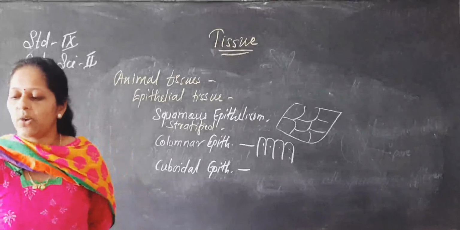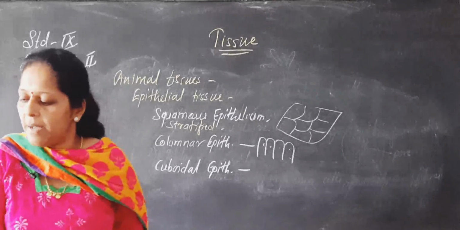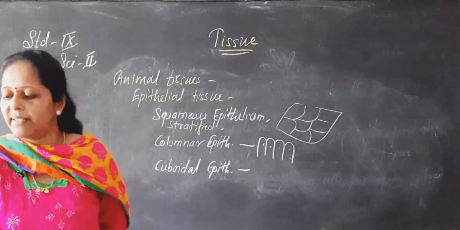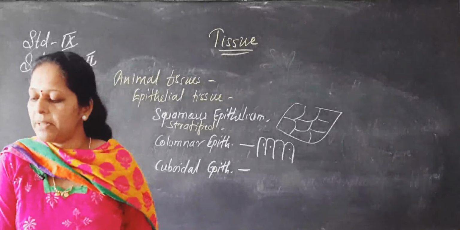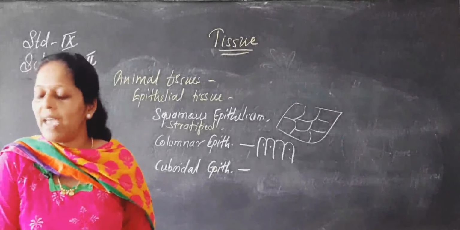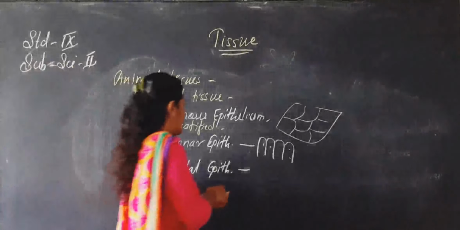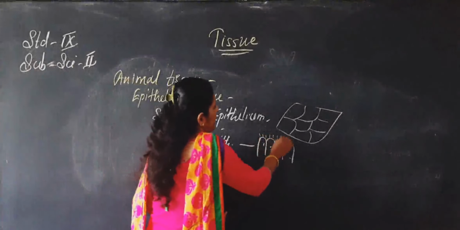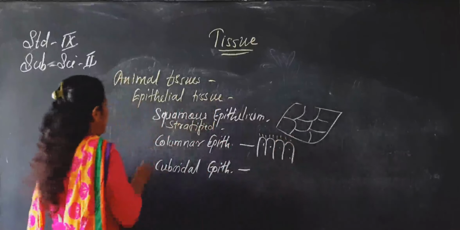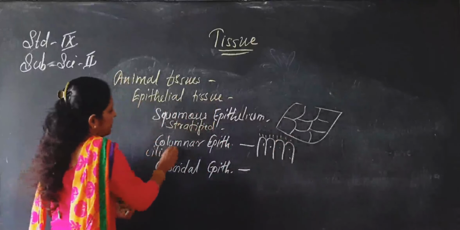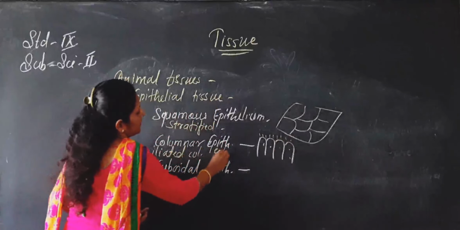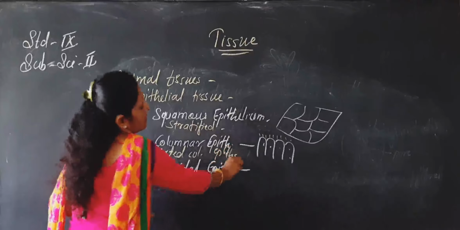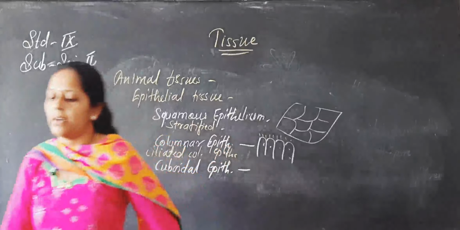Columnar epithelia facilitate the movement across the epithelial barrier. Epithelial tissue can also have cilia. If cilia are present on them, then they are called ciliated columnar epithelium.